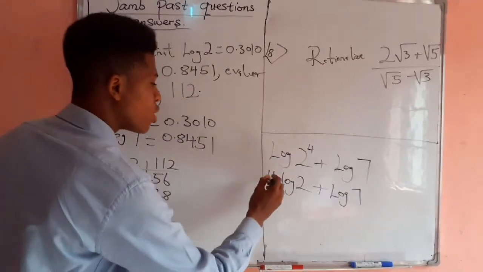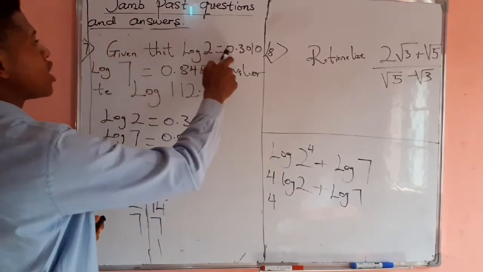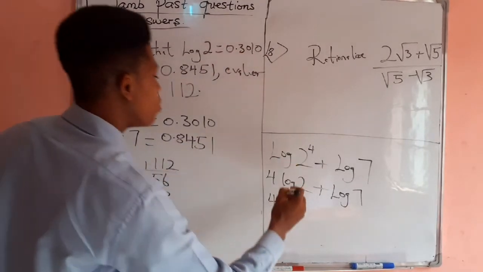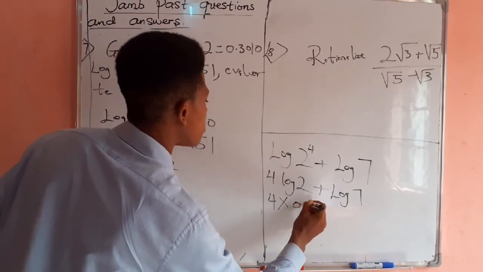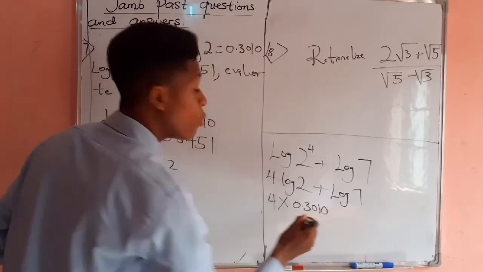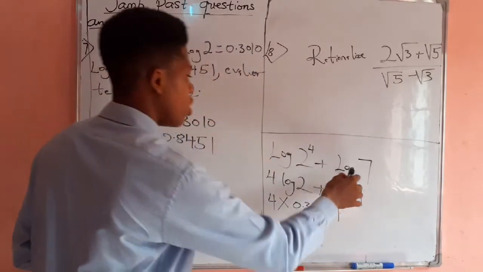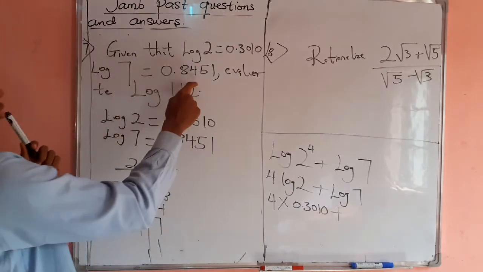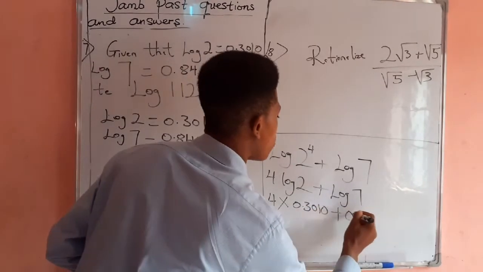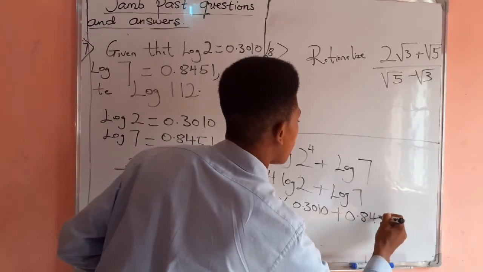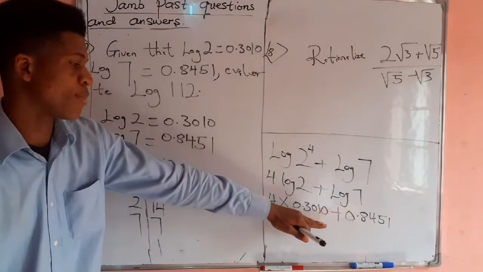So this will be what? Look at our 4. Our 4 comes down. Log 2 is what? 0.3010. This will be times what? 0.3010. I hope you understood what I did here, right? Then this is a plus. Log 7 is what? 0.8451. Okay, let's analyze this first part now.